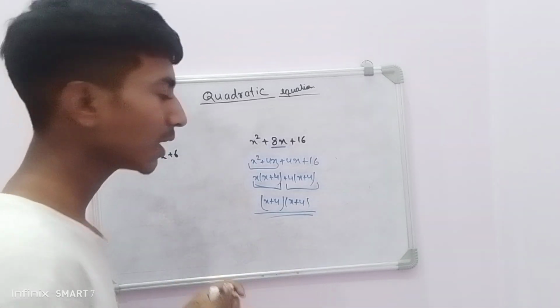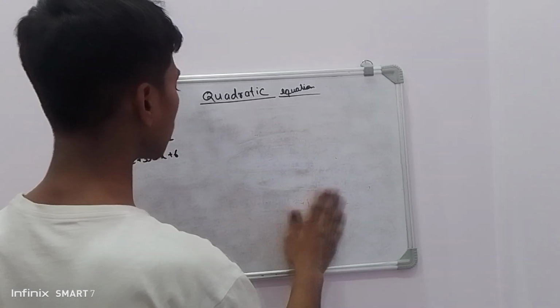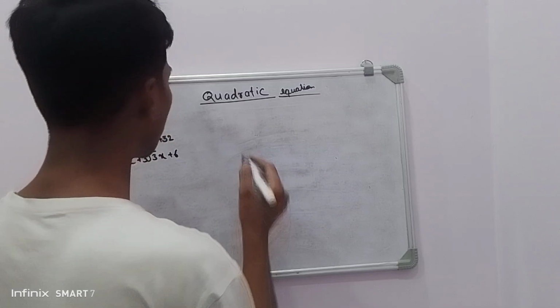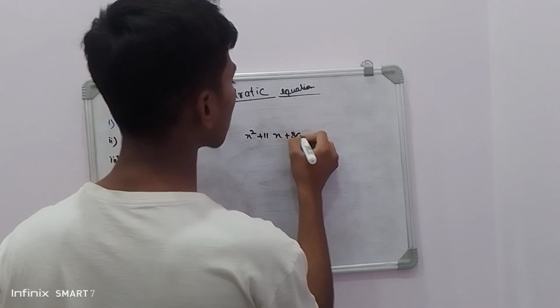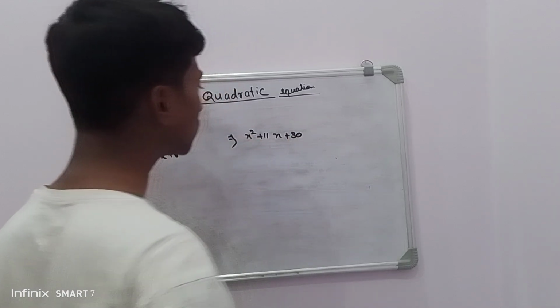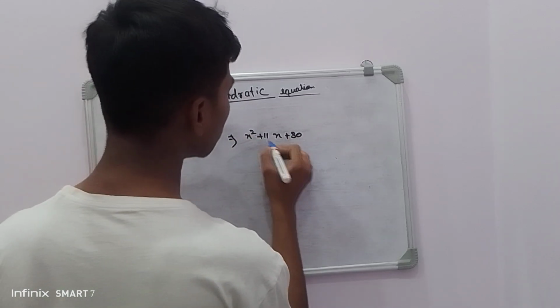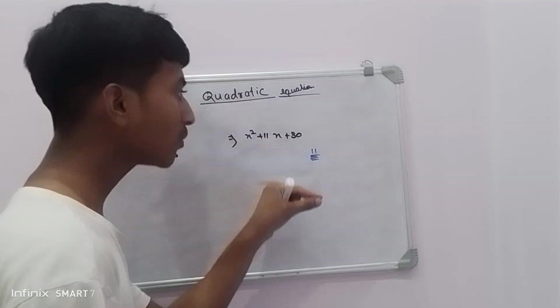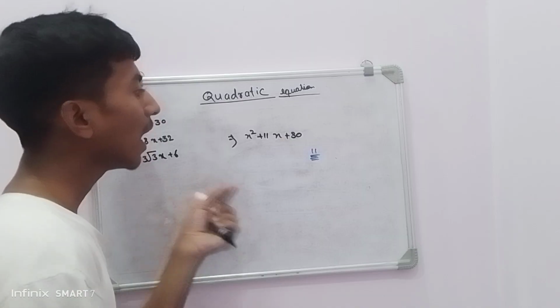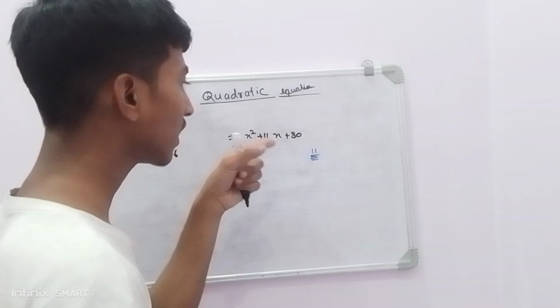So let's try a different equation a little bit so that I can help you understand this better. So x square plus 11x plus 30. In this question, how would you use your mind? You have to split the 11 in such a way that the sum of those numbers is 11x and the product of those numbers is 30.